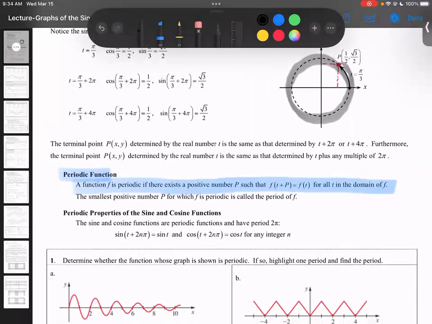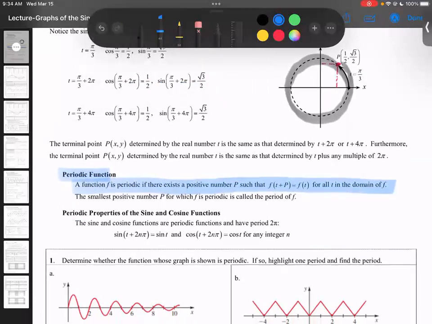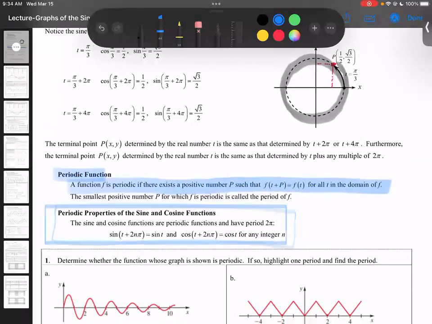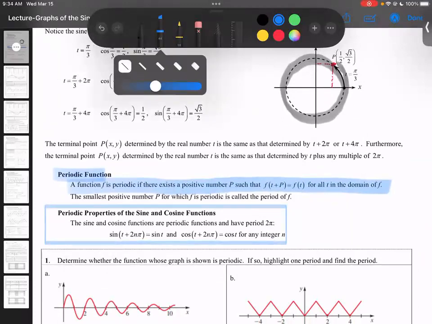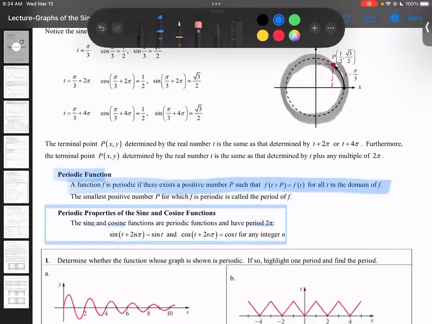For sine and cosine function, it has the period of 2 pi. So let me highlight and box this one. It has the period of 2 pi for sine and cosine function. Just like I wrote earlier, sine of n times 2 pi plus t, or t plus 2n pi, the same thing, equals sine of t, and same thing with cosine.